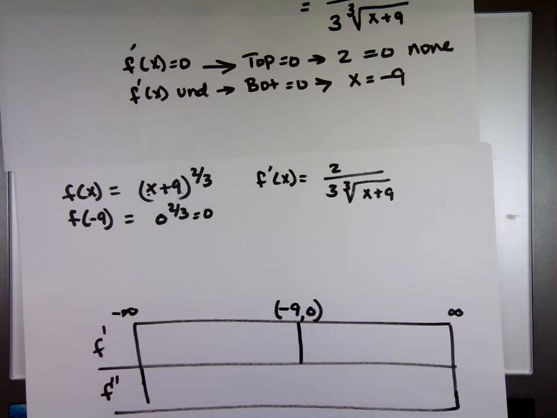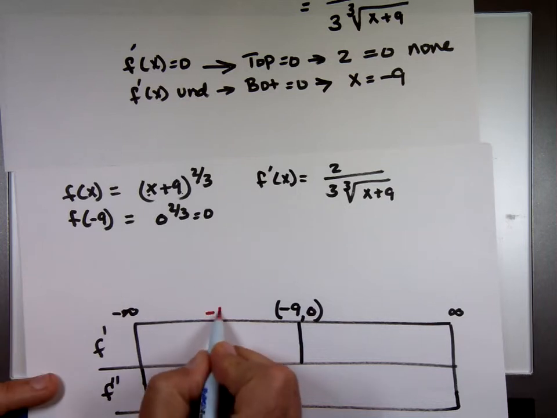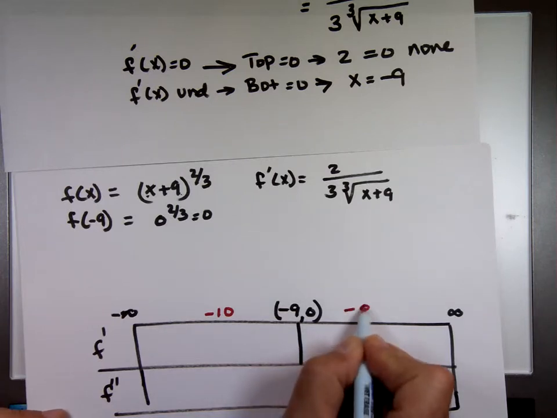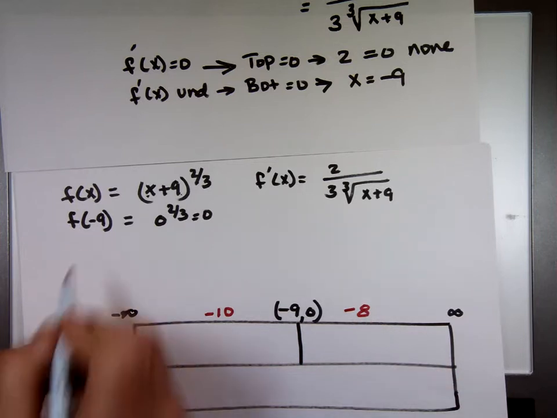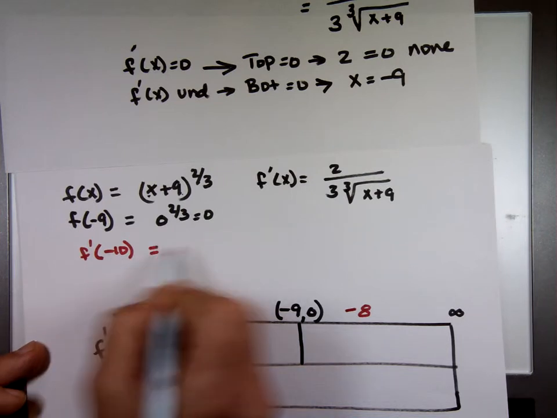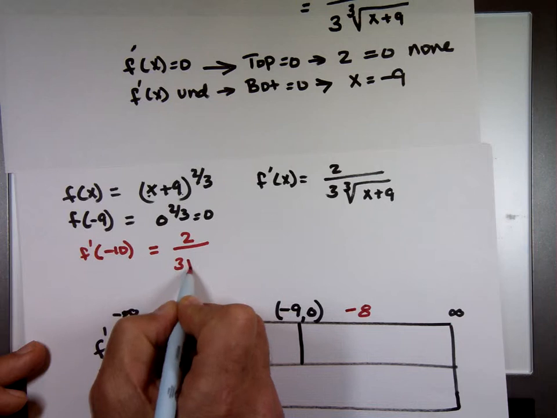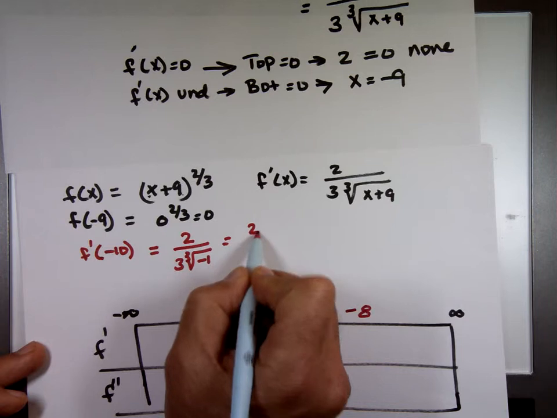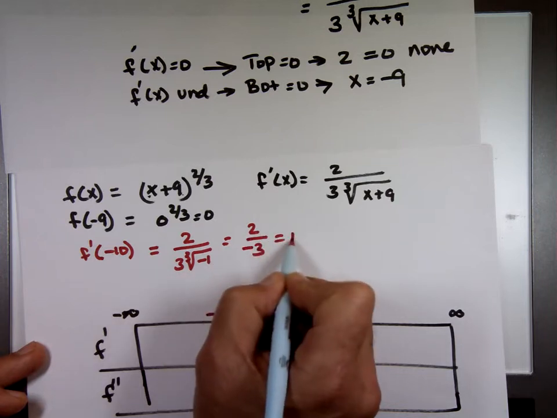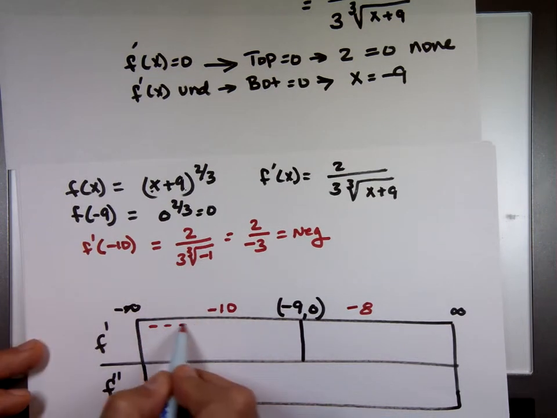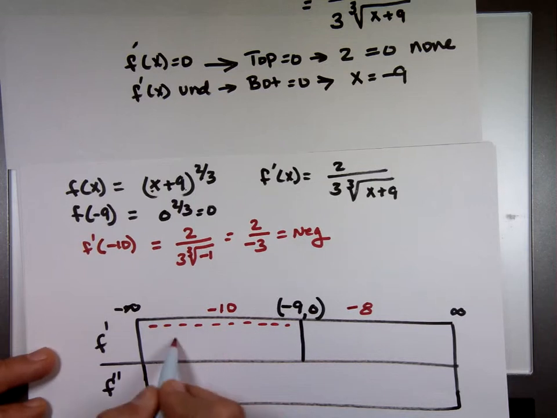So I'm going to pick a value less than minus 9. How about a negative 10? And a value more than minus 9. How about a negative 8? What is the derivative at negative 10? That will be 2 over 3 times the cube root of what? Negative 1, which is 2 over negative 3, and that's a negative value. That's all I care about. This will be negative. That's decreasing.